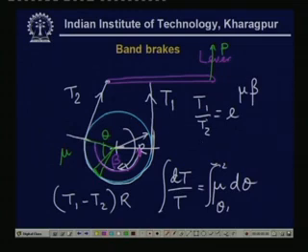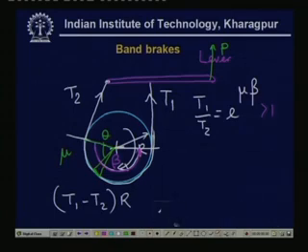Now, you see this is greater than 1. So, T1 is greater than T2, and we can have a braking torque. Now, if we consider the free body diagram of the lever, this part is known where mu is the coefficient of friction. Now, once we draw the free body diagram of the lever, it looks like this. So this is the free body diagram of the lever, and this is, of course, the hinge point.